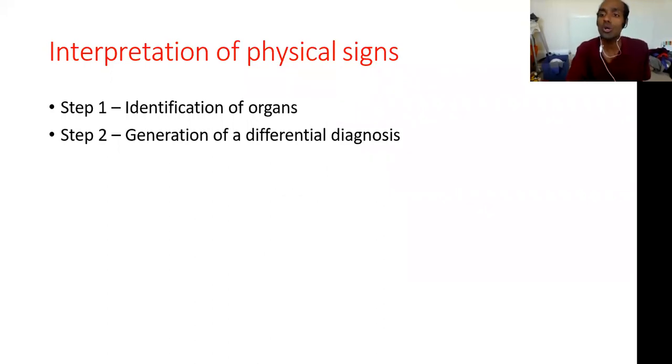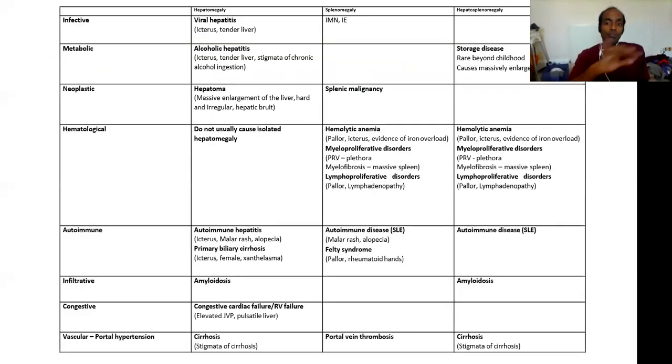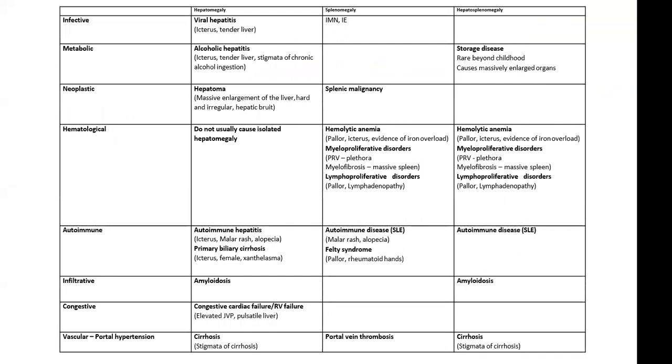Now I'm going to show you some tables that you have to memorize. When you go through your second appointment and then come to your professorial appointment, this should be just flowing out of you. Okay? So these are all the causes of isolated hepatomegaly, splenomegaly, and hepatosplenomegaly. And I have used certain themes or categories to make it easier for you to remember this.